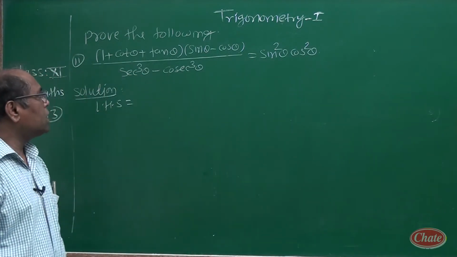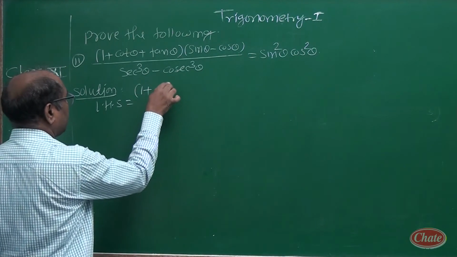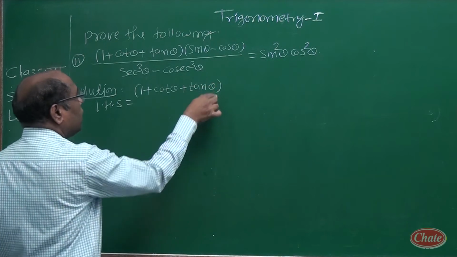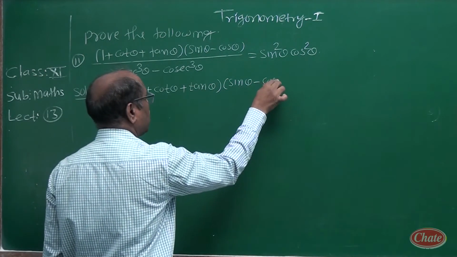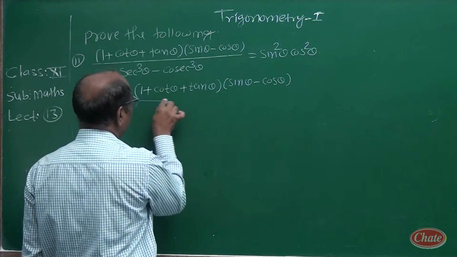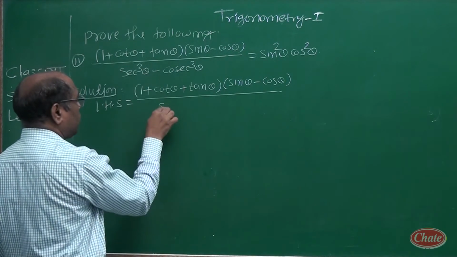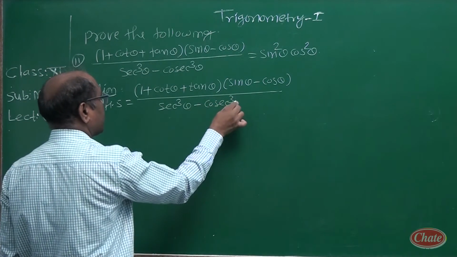So I'll take the left hand side here. What is the left hand side? 1 plus cot theta plus tan theta into, in the second bracket, sin theta minus cos theta, whole divided by sec cube theta minus cosec cube theta.